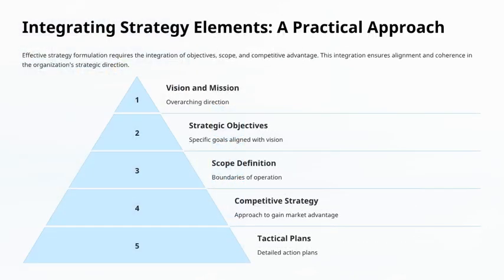Effective strategy formulation requires the integration of objectives, scope, and competitive advantage. This integration ensures alignment and coherence in the organization's strategic direction. Objectives: overarching direction, specific goals aligned with vision. Scope: boundaries of operation. Competitive advantage: approach to gain market advantage. And detailed action plans.